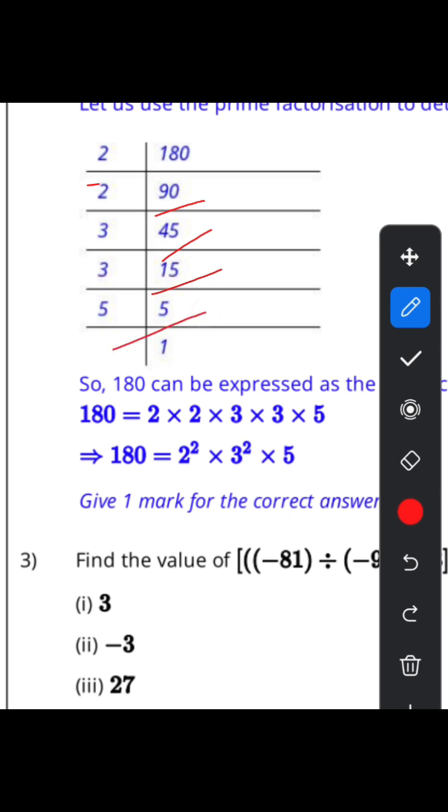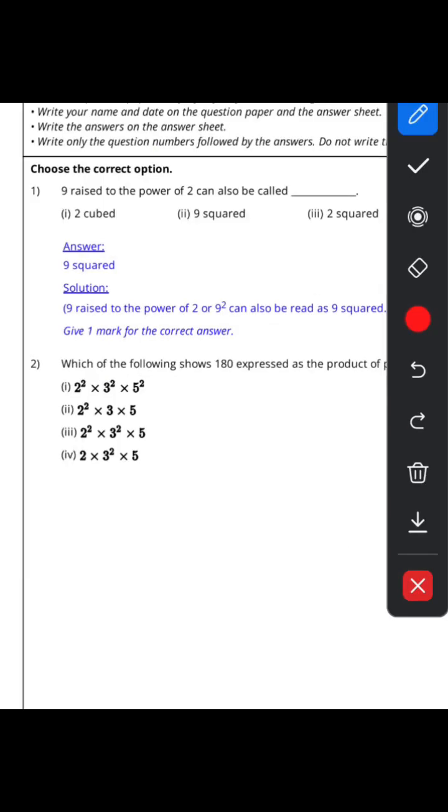Now we get the factors 2 into 2, 3 into 3 and 5. 2 how many times? 2 times, so we write here 2 square. 3 how many times? 2 times, so we write here 3 square and 5 as it is. Now we get these factors 2 raised to 2, 3 raised to 2 and 5. So our answer is option number 3, 2 raised to 2, 3 raised to 2 and 5.